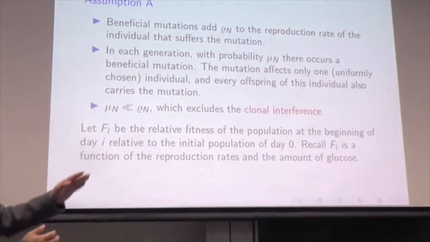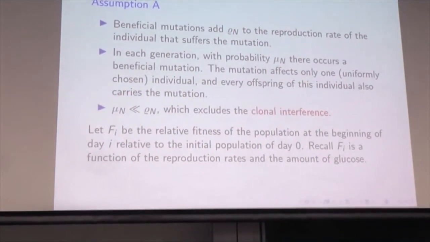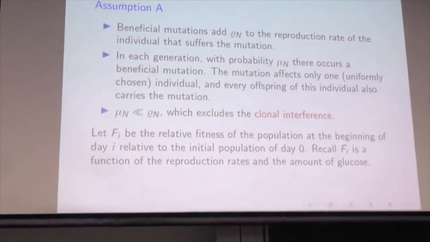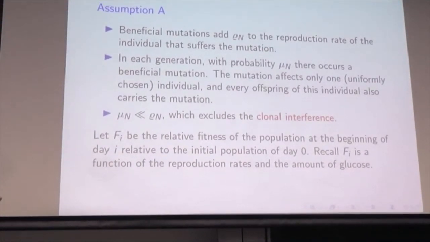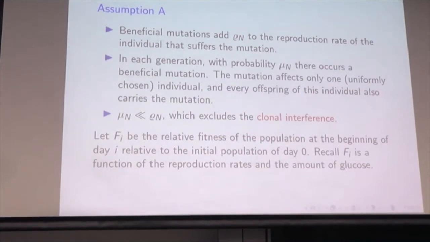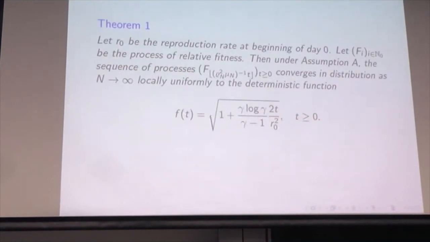So Fi is a relative fitness, and it depends on the reproduction rates of the individuals in the population, and it depends on the amount of growth cost you give to the two competing populations. So here comes the theorem, the first result. Let R naught be the reproduction rate at the beginning of day zero, and let Fi be the process of relative fitness. So this Fi is a random process.